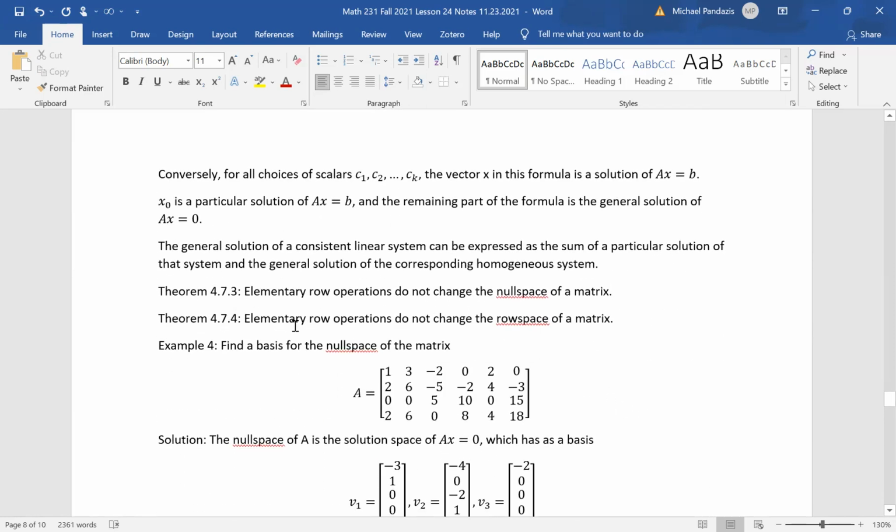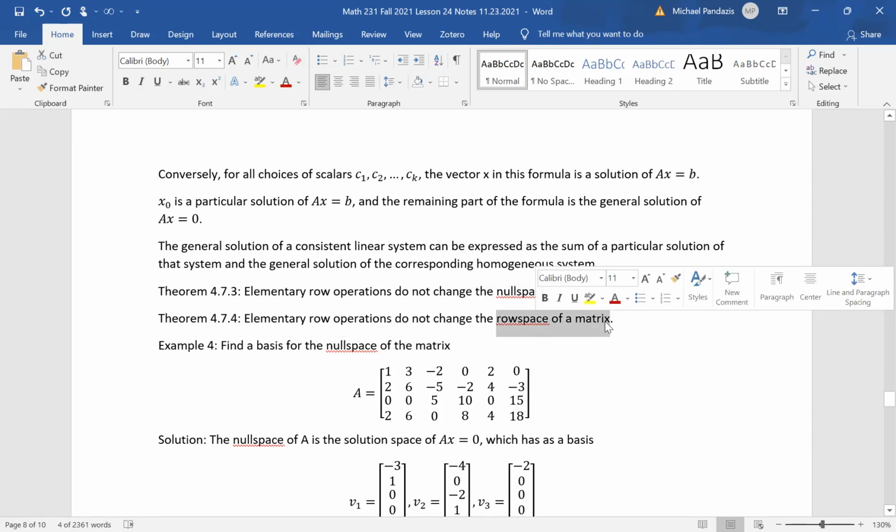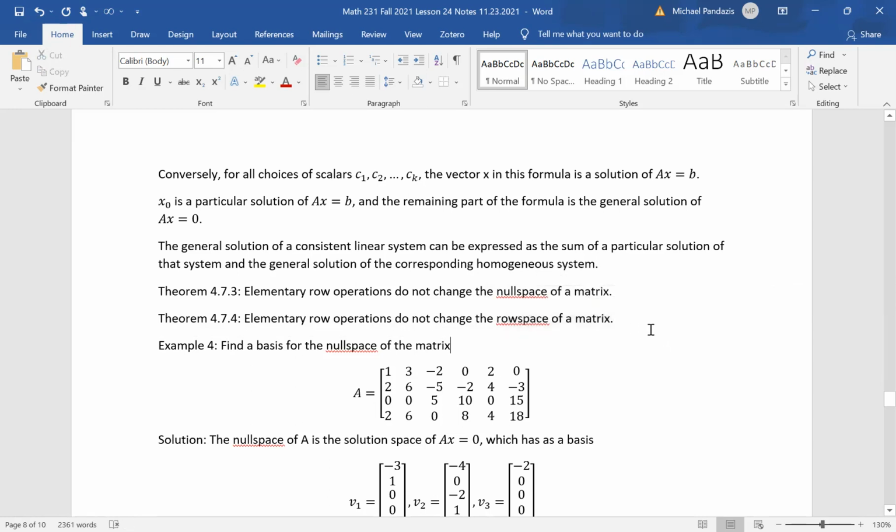Theorem 4.7.4. Elementary row operations do not change the row space of a matrix. Again, the row space of a matrix is the span of the rows of a matrix, the set of all linear combinations of the rows of a matrix. That's the row space of a matrix. If you apply elementary row operations to a matrix, its row space does not change.